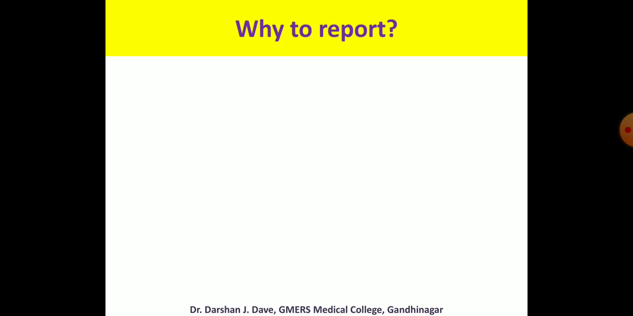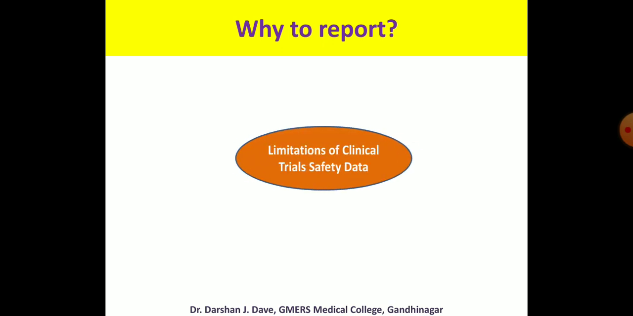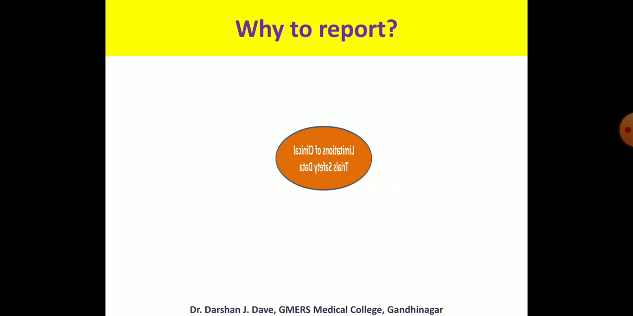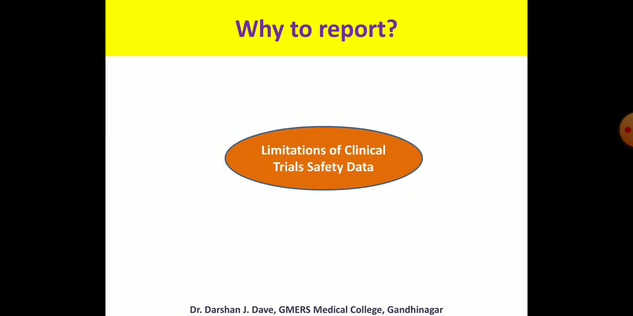So now we come back to our first question: once the drug is approved by our regulatory authority for a particular indication and we have done exhaustive clinical trials, then what is the need to report, or what is the need to be vigilant about the drug for adverse drug reactions? The answer is there are many limitations of clinical trials that we have to take into account once the drug enters the market.